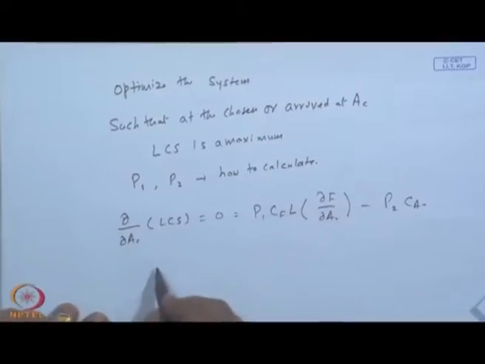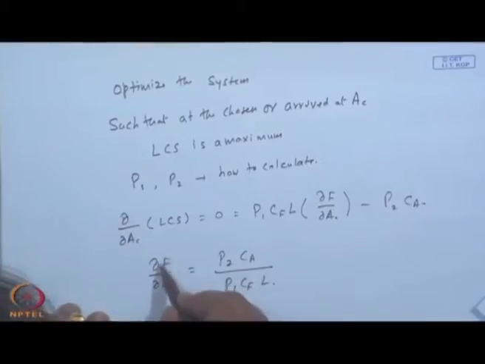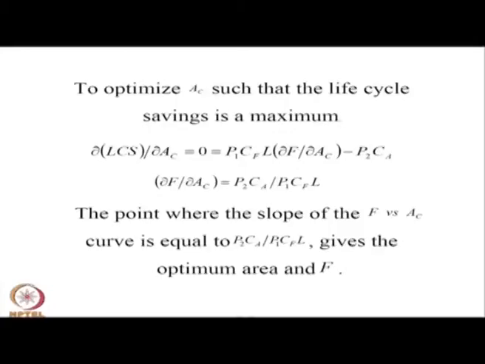So, from this you can find out dF by dAC will be P2 CA upon P1 CFL. So, if the slope of the solar load fraction with respect to area equals P2 CA upon P1 CFL, that point will represent either a maximum or a minimum. In the present context, it will be a maximum. One can easily verify that if you second differentiate it, it will be negative or just equal to 0.